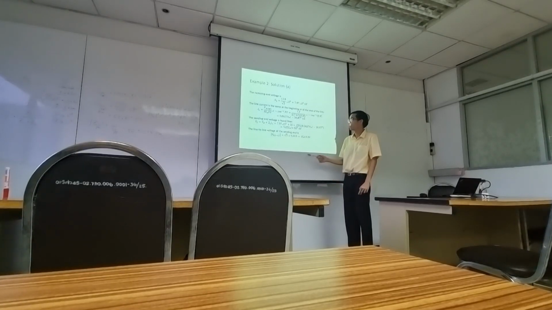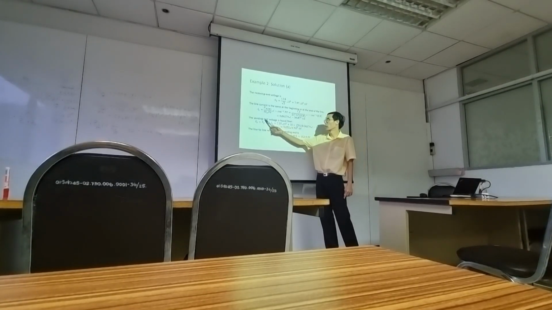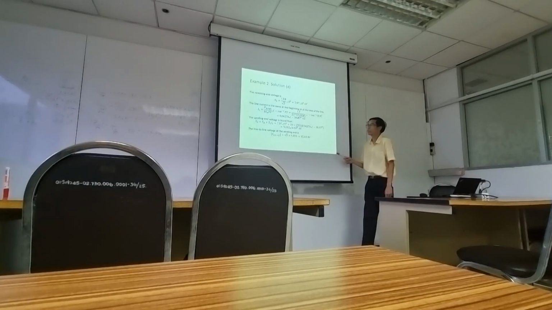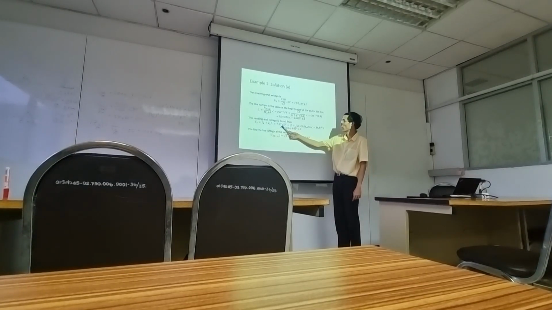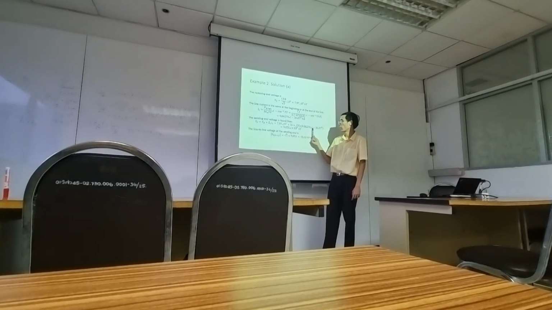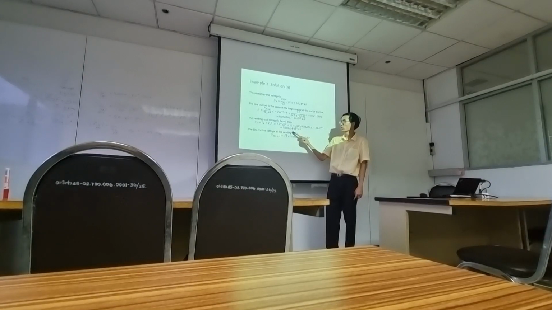Then you can find the sending end voltage. VS is equal to VR plus ZL IL. So for VS, this is VR, this is ZL, and this is IL. You have VS with this. This is line to neutral, so multiply by √3 to get the line to line voltage at the sending end.